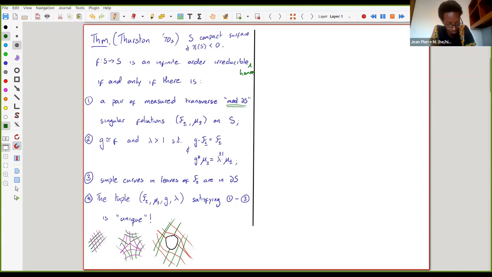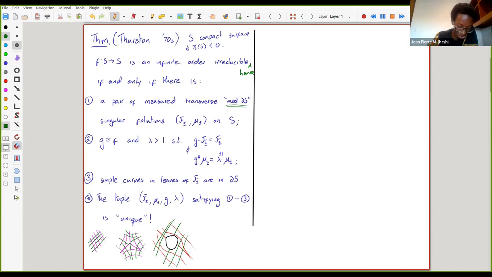All right, so you have these two transverse singular foliations. They're measured, which really means locally you have a notion of distance between the leaves. That's good enough. And the second condition is that there is a homeomorphism isotopic to F, and call it G. And there is a stretch factor lambda greater than one. And this homeomorphism G preserves the foliation. So it sends leaves to leaves.